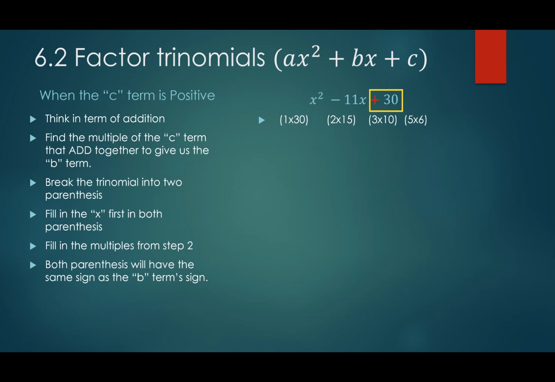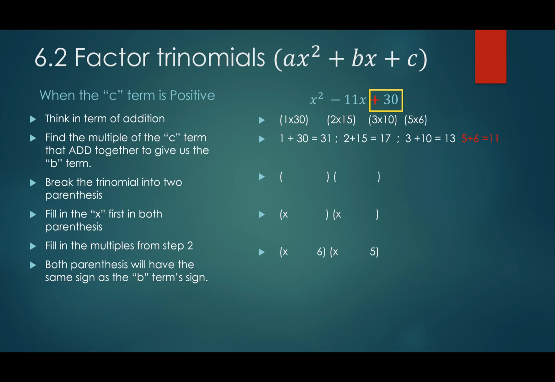4 cannot go into 30, 7 cannot go into 30, nothing else can go into 30, right? So between 1 and 30, 2 and 15, 3 and 10, 5 and 6, is there a pair that adds together to give you 11? Hopefully you see that 5 and 6: 5 times 6 is 30, and 5 plus 6 is 11. Again, find the multiple that adds together to give us the middle term. Once you find it, all you need to do is fill in your x and fill in your multiple.